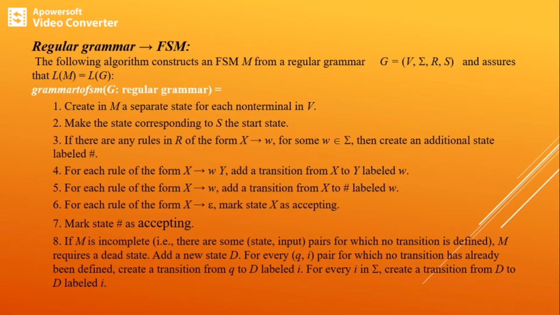Once after the conversion, you will obtain an FSM. The language of that machine should be equivalent to the language of the grammar. Now we'll see the steps. Grammar to FSM: the input is G, a regular grammar.